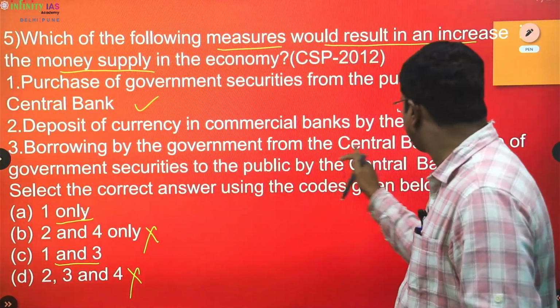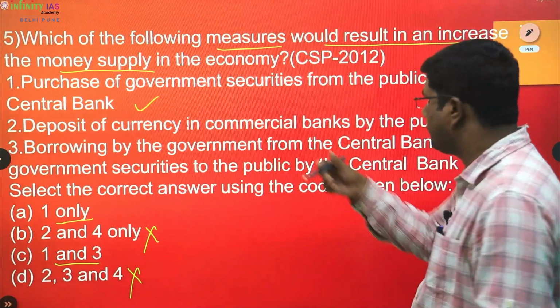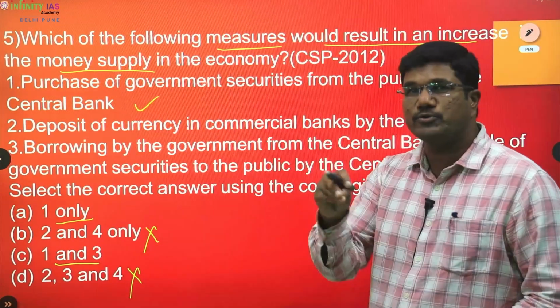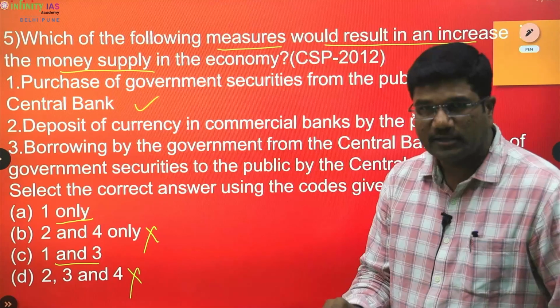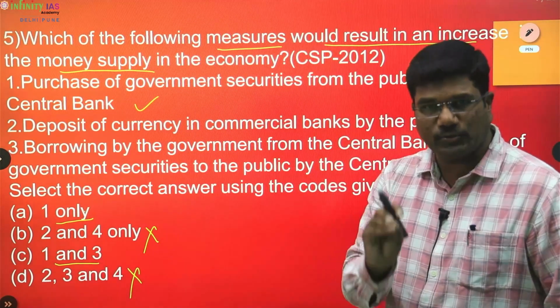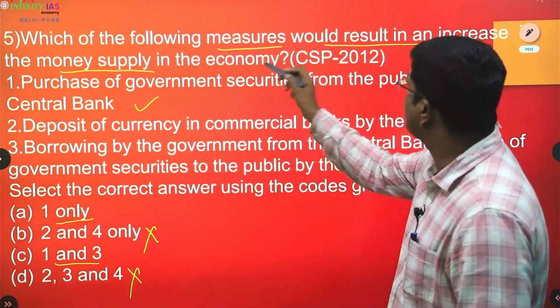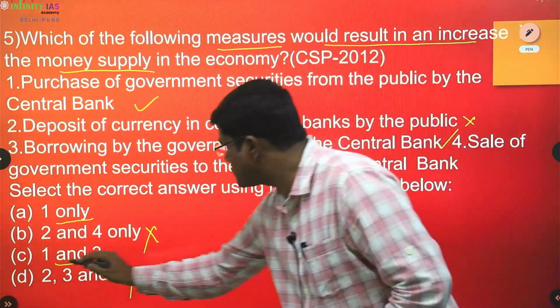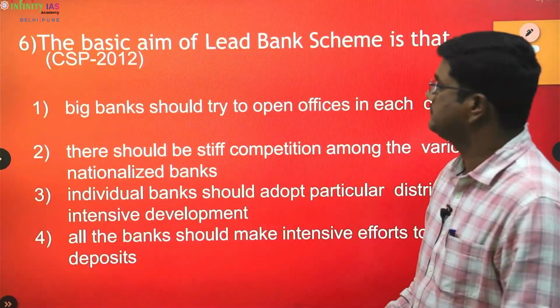Now we have to see statement 3. Borrowing by the government from the central bank. Obviously, whenever the government borrows from the central bank, it infuses money into the market, and if it infuses money into the market, that will definitely increase the money supply in the economy. So the answer is C, 1 and 3.